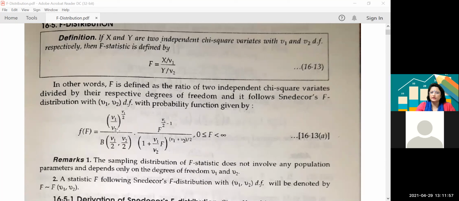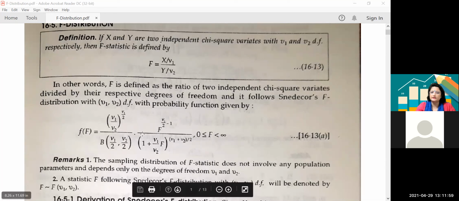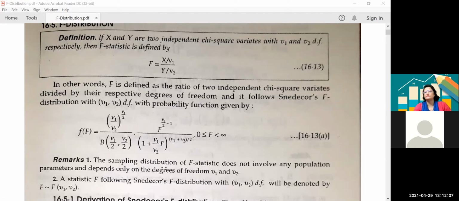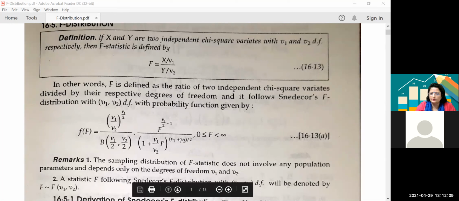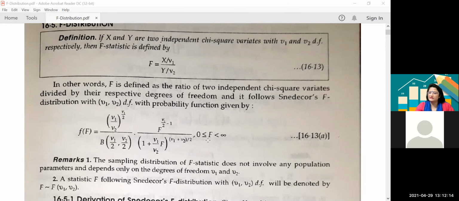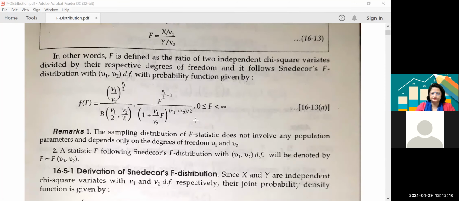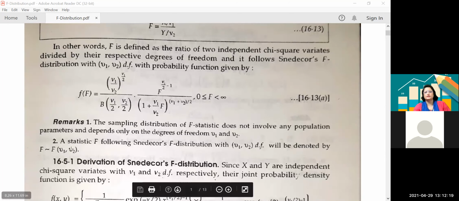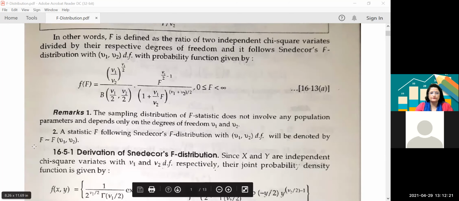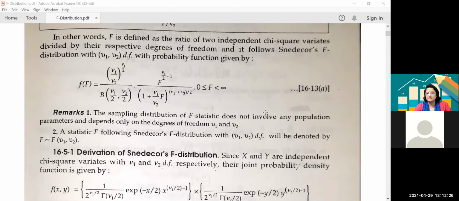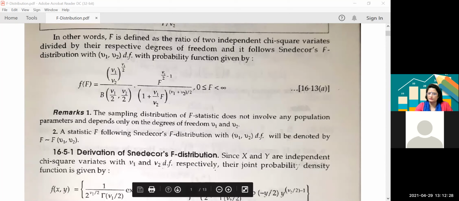So this is nu1 by nu2 raised to power nu1 by 2, over beta of nu1 by 2, nu2 by 2, times f raised to power nu1 by 2 minus 1, times 1 plus nu1 by nu2 into f raised to power minus nu1 plus nu2 divided by 2, where 0 is less than or equal to f which is less than infinity, right? So in the next article, we will derive the F distribution. They have written remark 1: the sampling distribution of the F statistic doesn't involve any population parameters and only depends on the degrees of freedom.